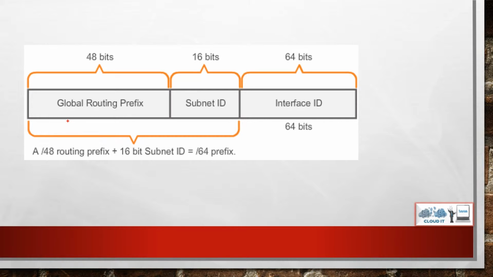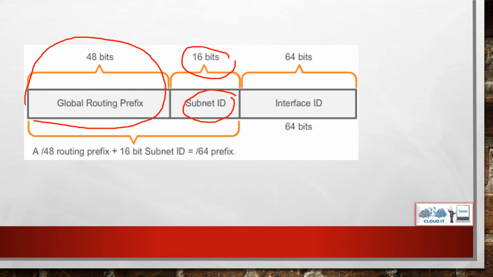An ipv6 address is of 128 bits. Its first 48 bits are the global routing prefix. Its next 16 bits are the subnet ID that can be used for subnetting. In a later video, we are going to discuss subnetting in ipv6. And the last 64 bits are used for the interface ID. This represents the unique host part in an ipv6 subnet.